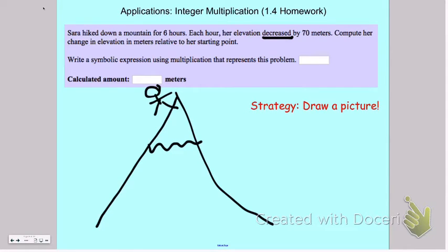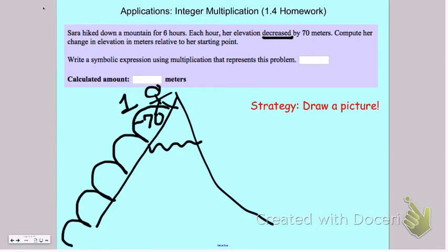Now, the word decreased here tells me that it's going to be a negative elevation. So I can also think of this, I don't like to think of things in terms of hops, if you will. This is a big hop, but you get the picture. She's going down 70 meters in 1 hour. Okay, and she's going to do this for 6 hours. And that's only 5 there, but you get the picture.